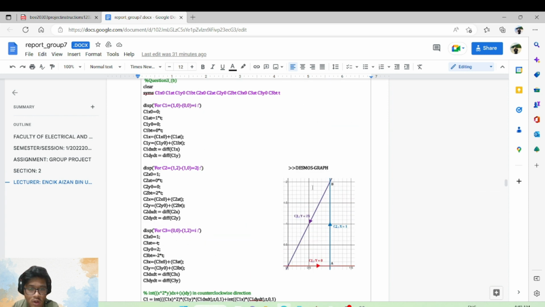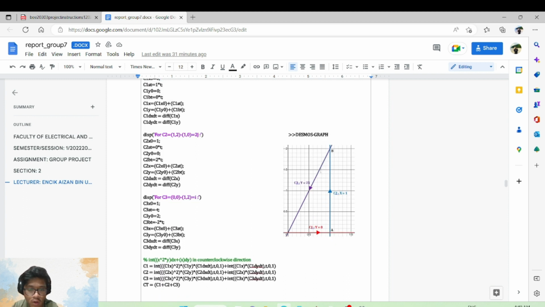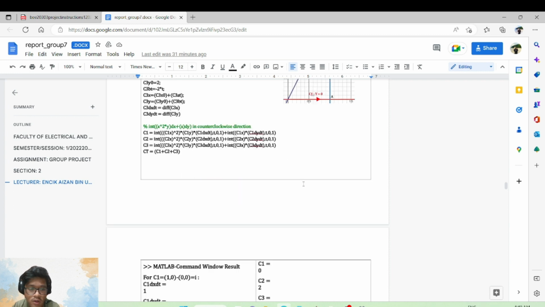So this is the graph that we made using Desmos software, for C1, y equal to 0, C2, x equal to 1, and for C3, y equal to 2x.